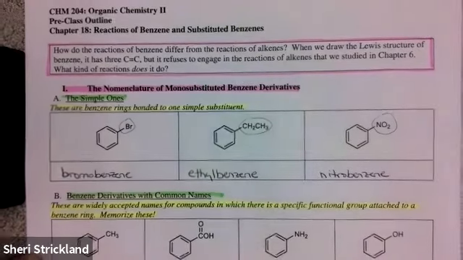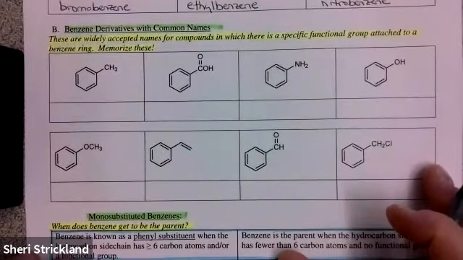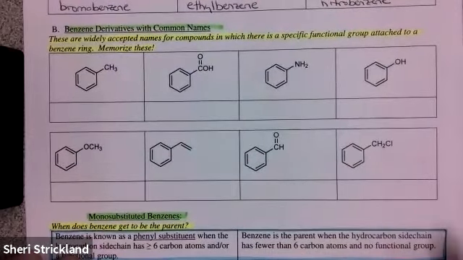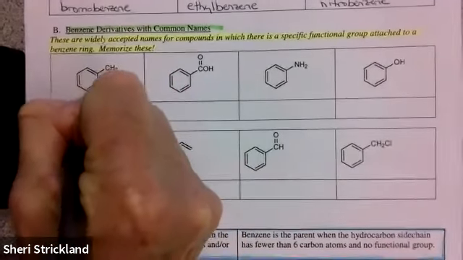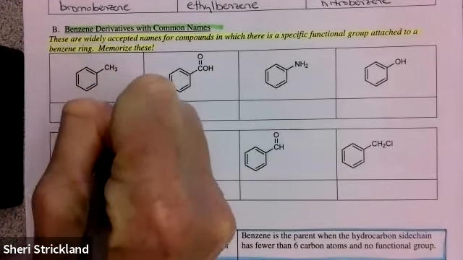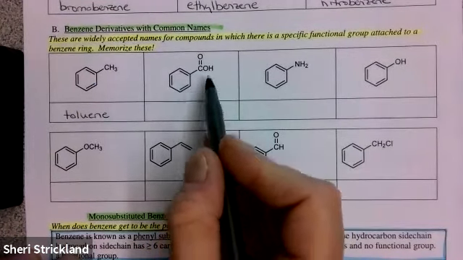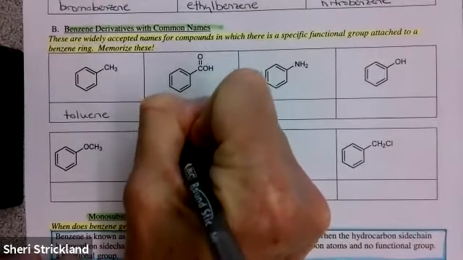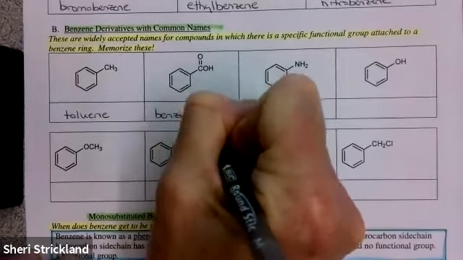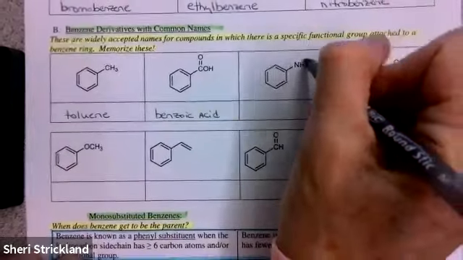Now, a lot of the monosubstituted benzene derivatives have common names, names that they have had for so long that they are just widely accepted. And so, for example, if you've got a benzene ring with a methyl group attached, this is toluene. And this one came up way back when in the acid-base extraction. You've got a carboxyl group attached. This is benzoic acid. If you've got an amino group attached, this is aniline.